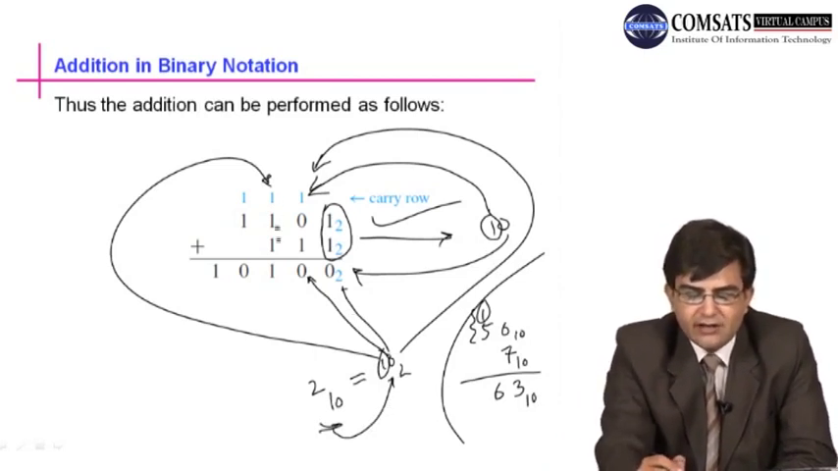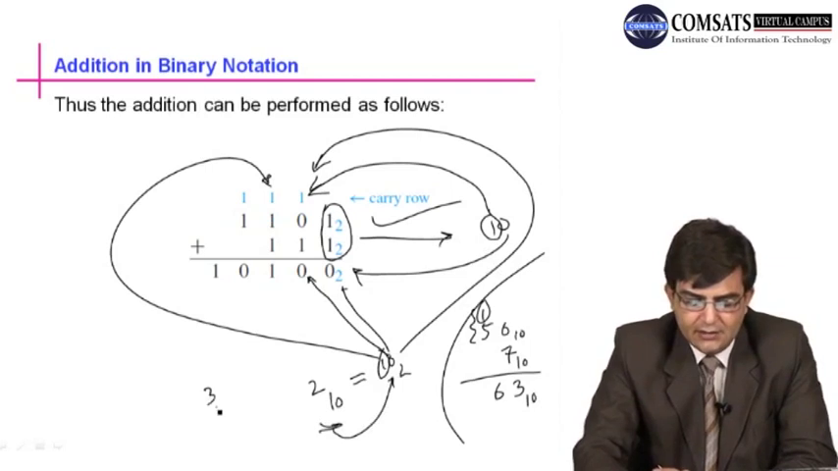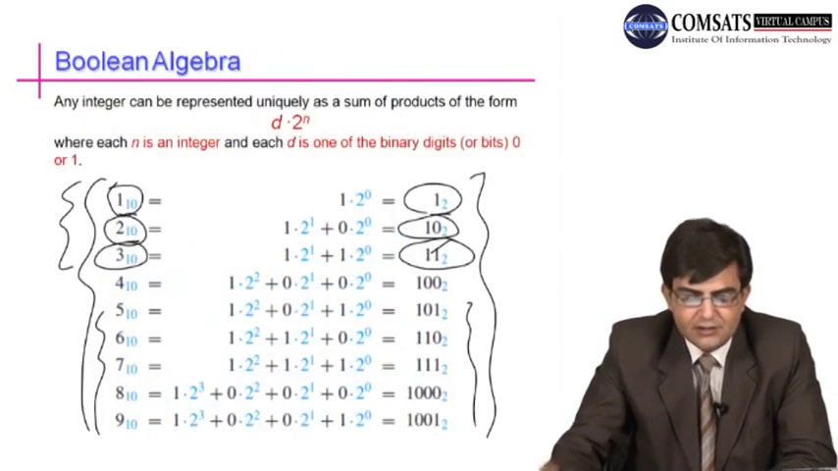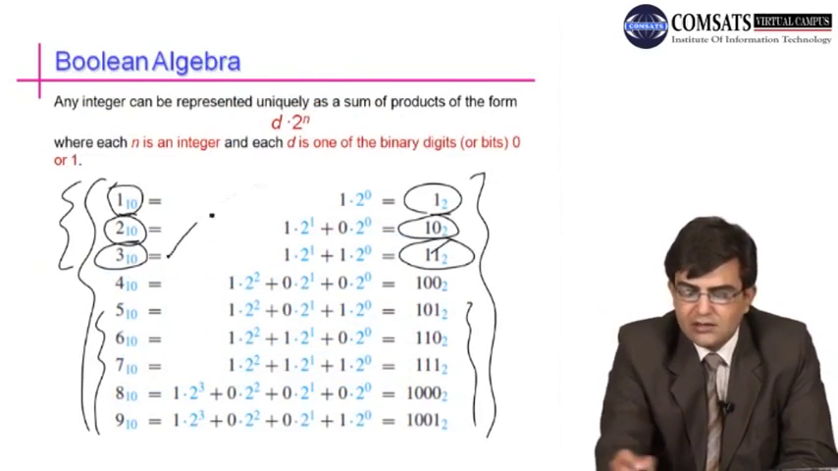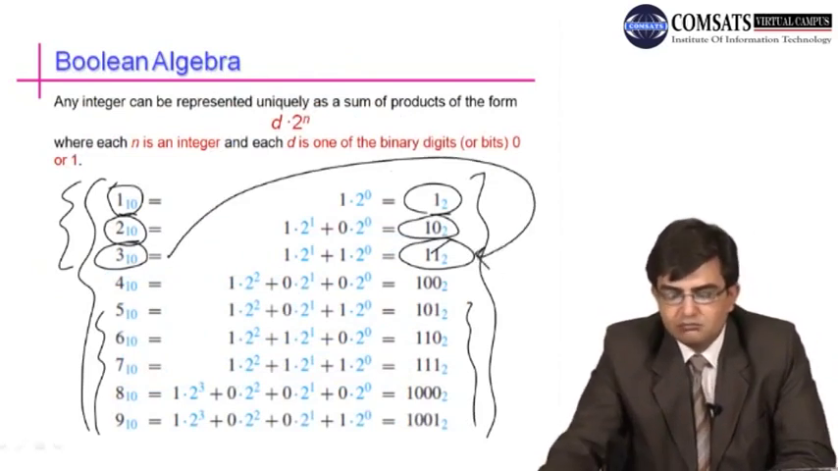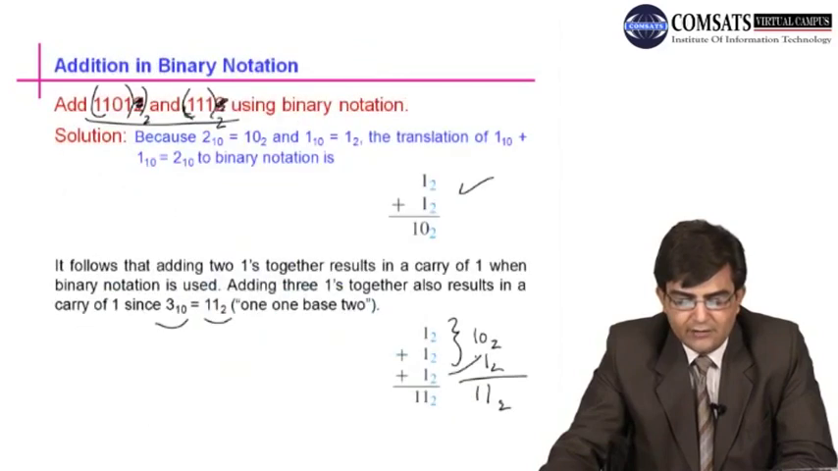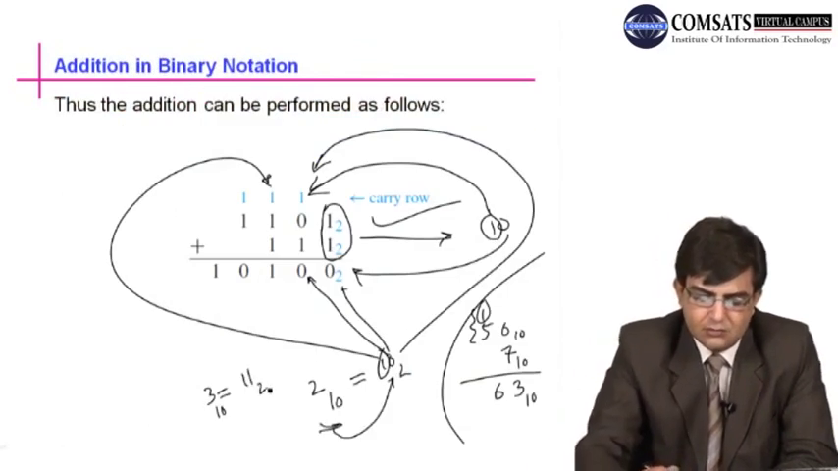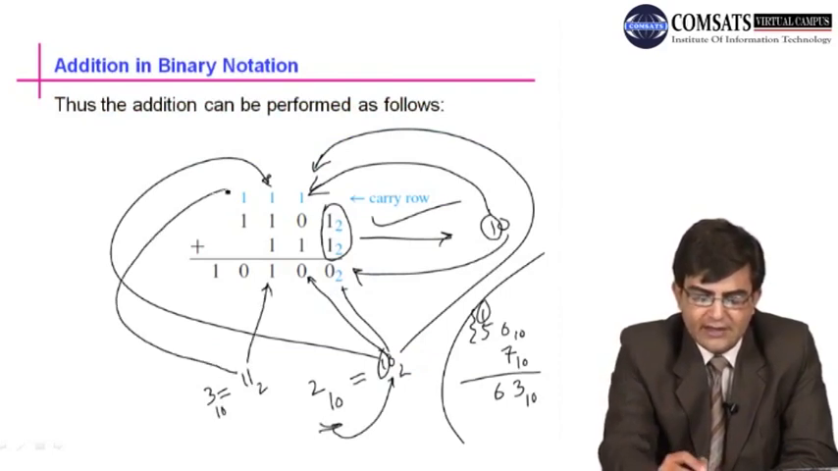Now we have 1 1 1. This is basically 3 in decimal representation, and 3 base 10 is logically equivalent to what? 11 base 2. So we have 11 base 2. We write here 1 and this one we send as a carry.